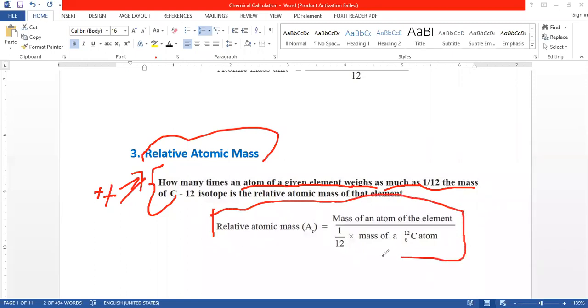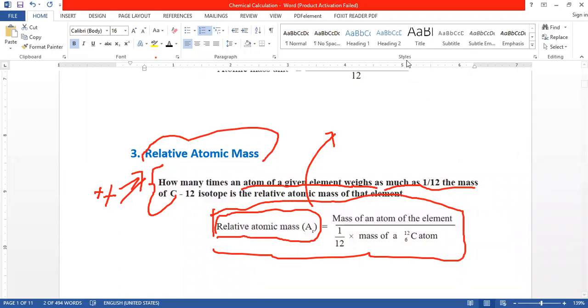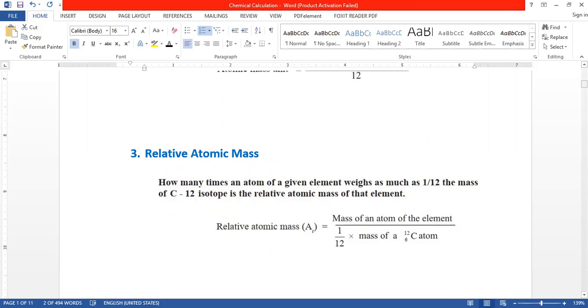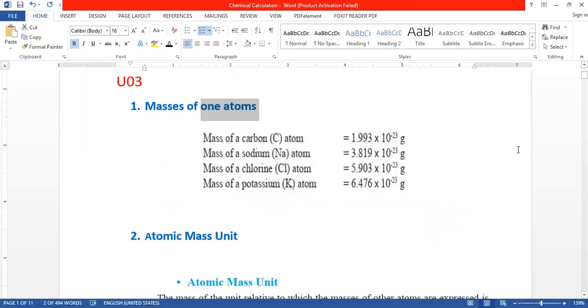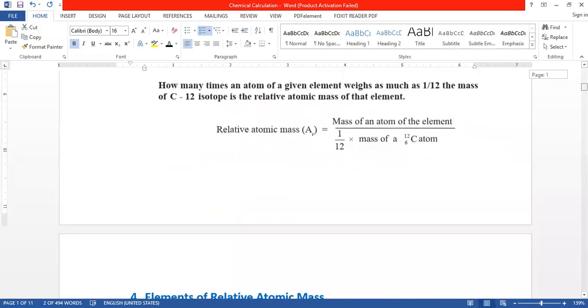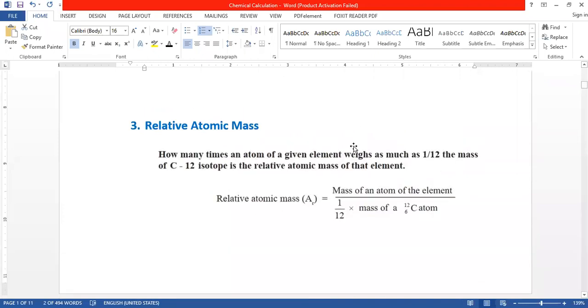If they ask, they will give the masses. Commonly when you are given an equation, they will give the masses. So what is relative atomic mass? Why have they introduced "relative"? Because the masses of atoms, for example carbon, sodium, potassium, chlorine, are very, very small. So they have introduced relative atomic mass.